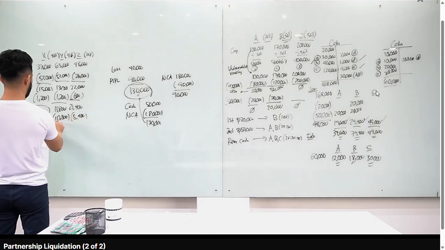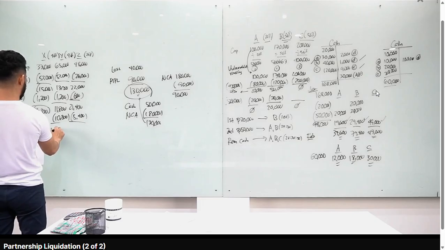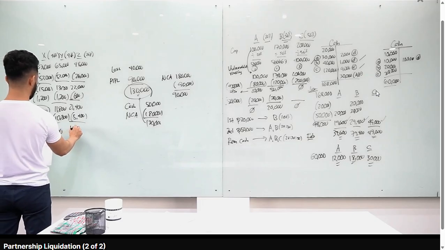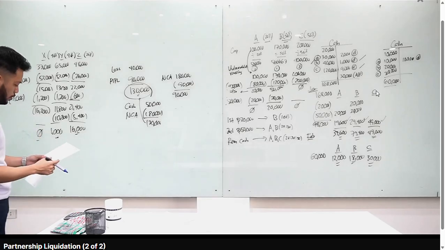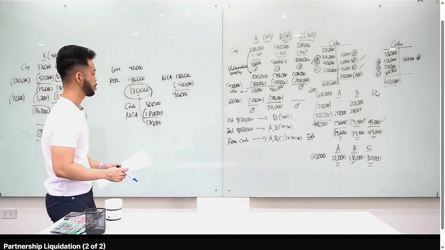Okay. 11,800 minus 10,800, that is 1,000. 21,400 minus 5,400, that is 16,000. Okay, so partner X receives 0, partner Y 1,000, partner Z 16,000, letter D.